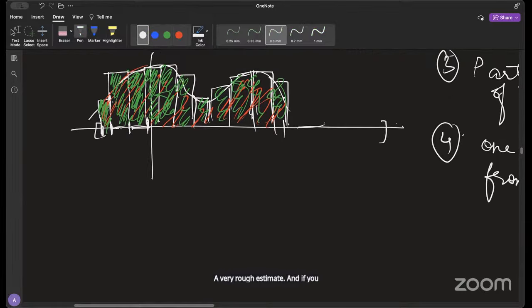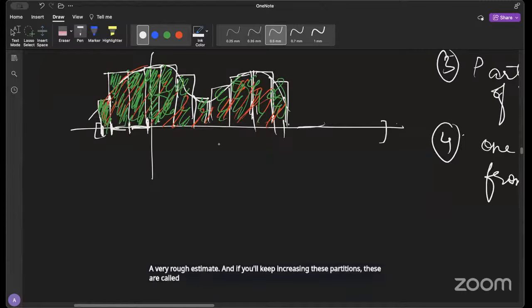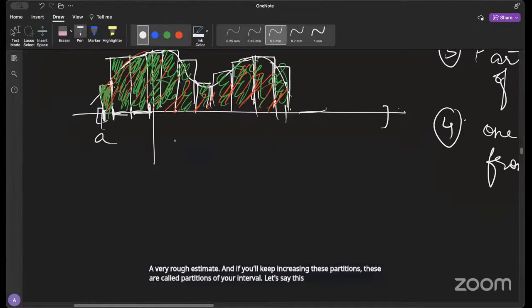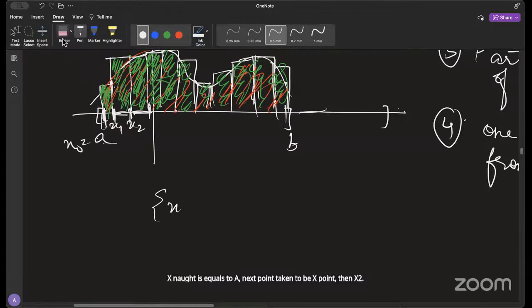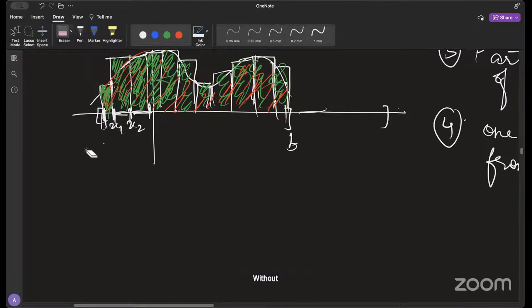And if you keep increasing these partitions, these are called partitions of your interval. Let's say this interval is A to B. If this is A, then x0 is equal to A. The next point is taken to be x1, then x2. This collection is called a partition. Let's do it with an example, because without that, it will all be vague.